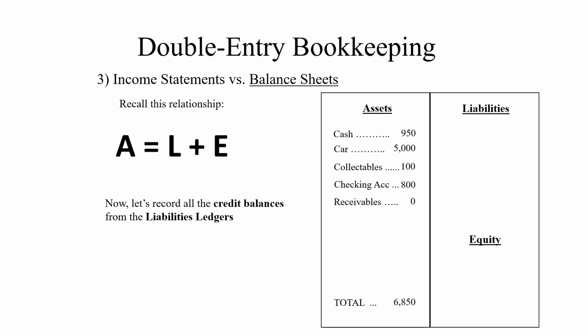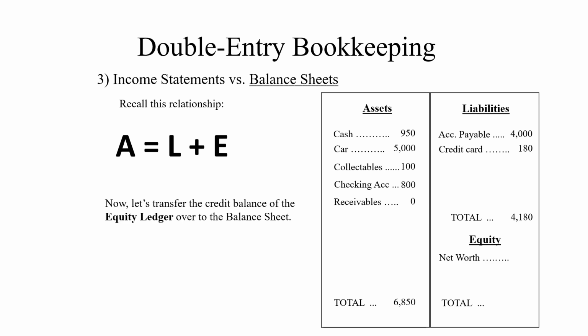Now, we'll record all the credit balances from our liabilities ledgers. The net credit balance in the accounts payable ledger was $4,000. And in the credit card ledger, it was $180. Summing those two values, we see that our total liabilities add up to $4,180. So now let's transfer the credit balance of the equity ledger over to the balance sheet.